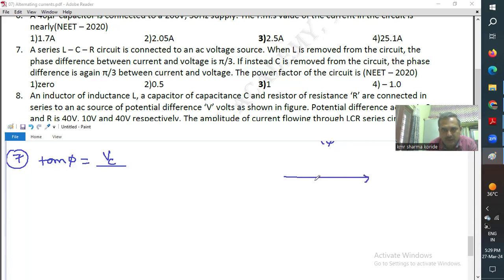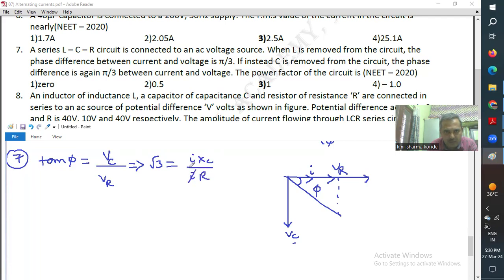So this is the direction along which, when the resistor alone is connected, I and potential are in phase. So this is going to be VC. If phi is given here, tan phi is opposite by adjacent. Opposite is VC, potential across capacitance. Adjacent will be VR. They mentioned without inductance, phase is pi by 3. Pi by 3 means 60 degrees. So tan 60 is root 3. This is equal to VC, let us write I XC by I into R. So I and I cancel. So XC is equal to root 3 R.